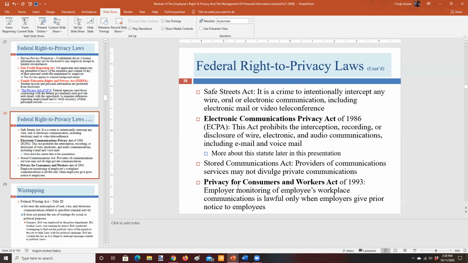Then we also have the Privacy for Consumers and Workers Act, and this has to do with the monitoring of workplace communications. The employer has to give a prior notice to employees. Remember, I talked before about that notice that may appear on your screen about once a year. Well, this is the reason for it. Well, this is one of the reasons for it, but it is also used again for diminishing the scope of the reasonable expectation of privacy.